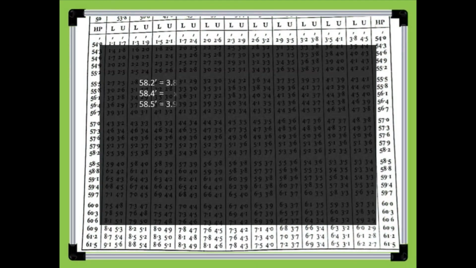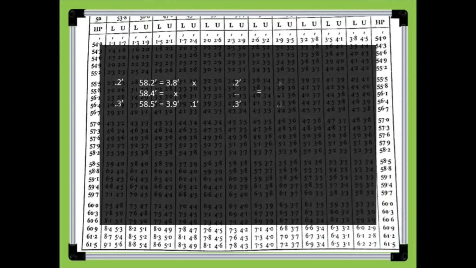We will now interpolate the HP correction of the Moon at upper limb. The difference between 58.5 minutes and 58.2 minutes is equal to 0.3 minutes. The difference between 58.4 minutes and 58.2 minutes is equal to 0.2 minutes. The difference between 3.9 minutes and 3.8 minutes is equal to 0.1 minute. X is the unknown HP correction value of the Moon at upper limb.